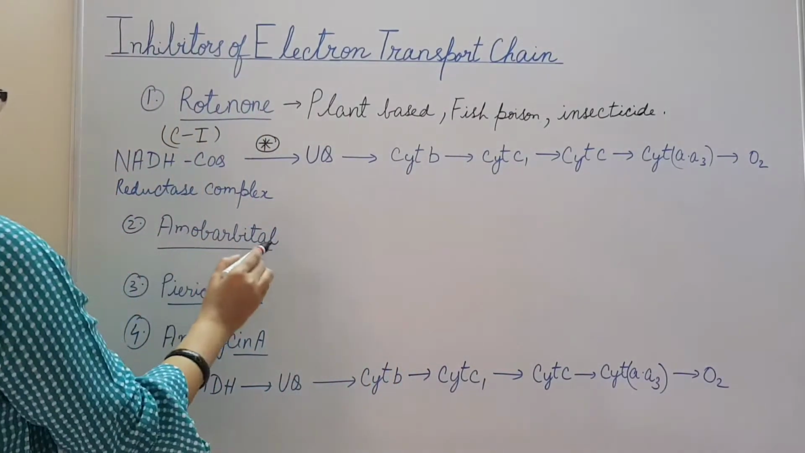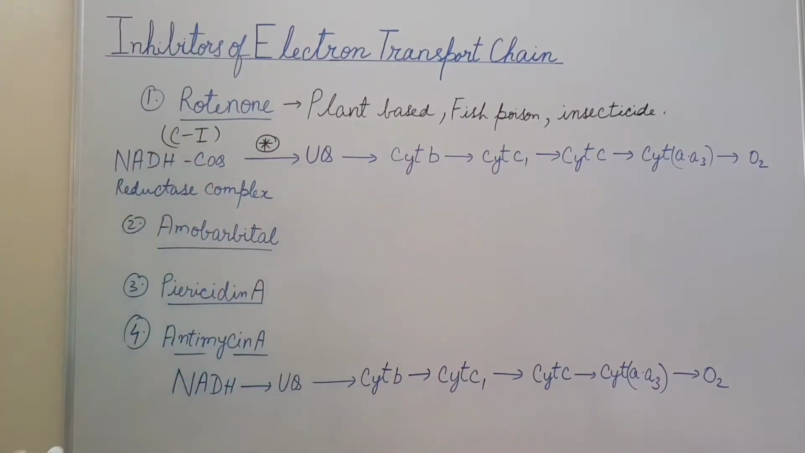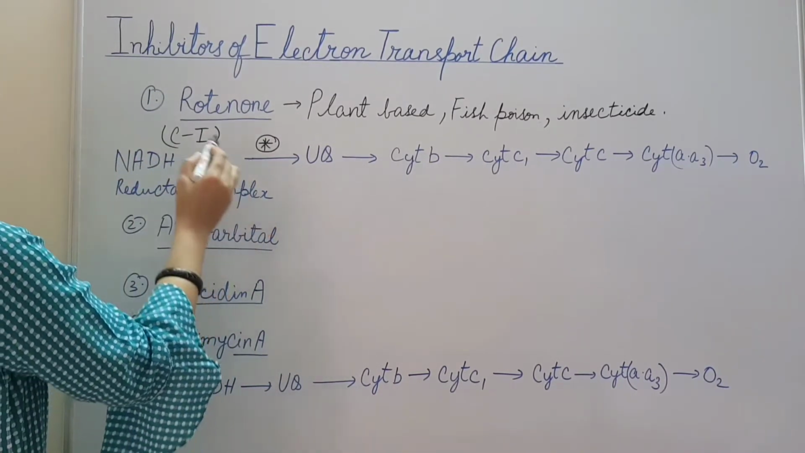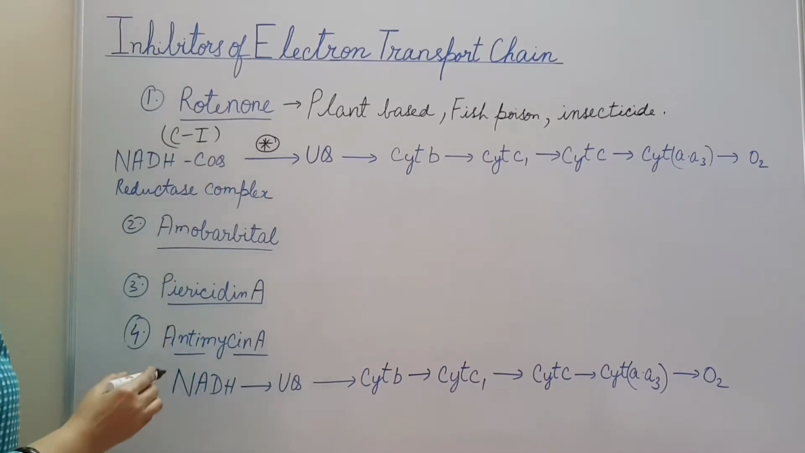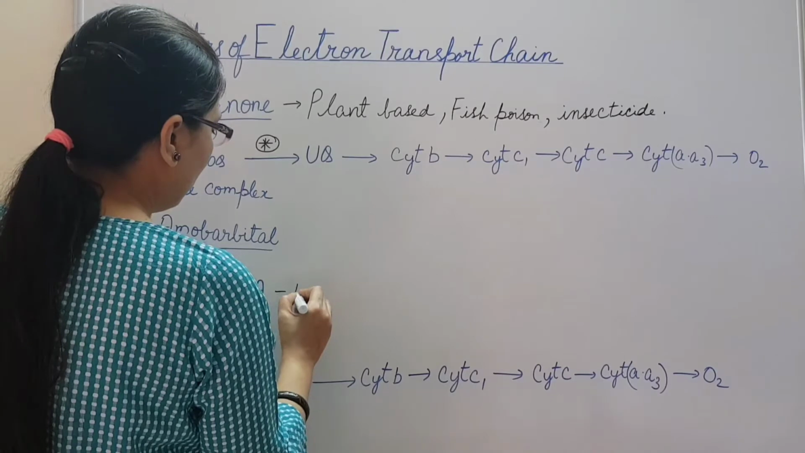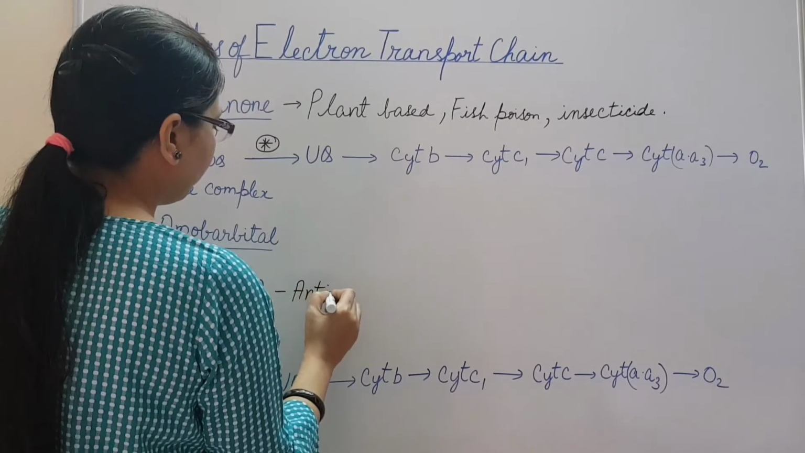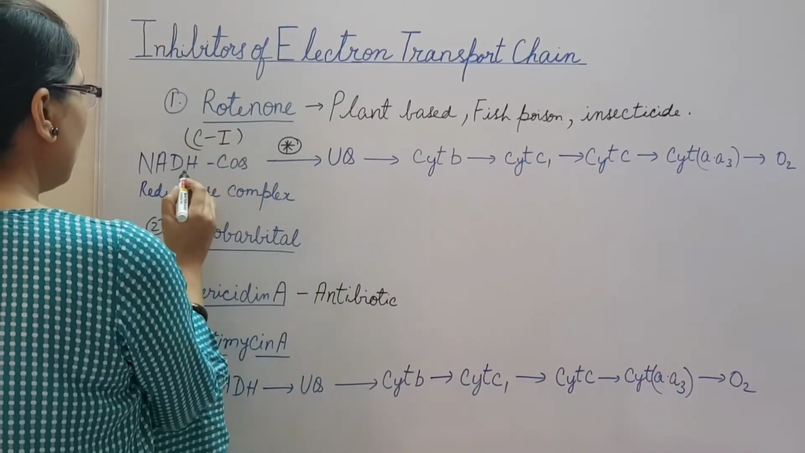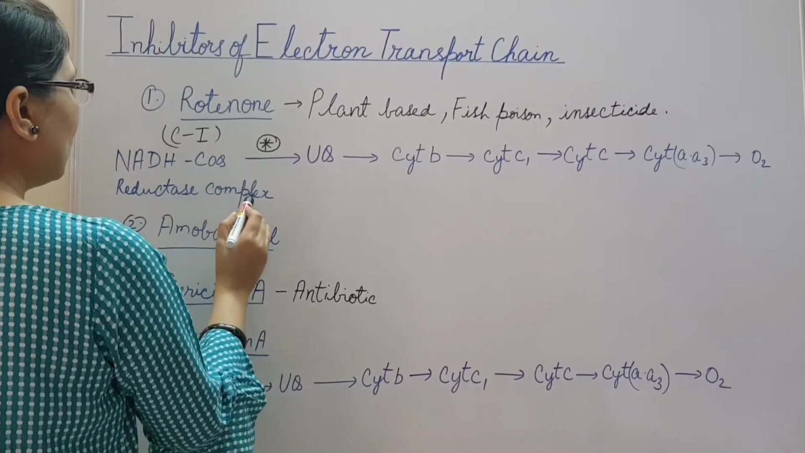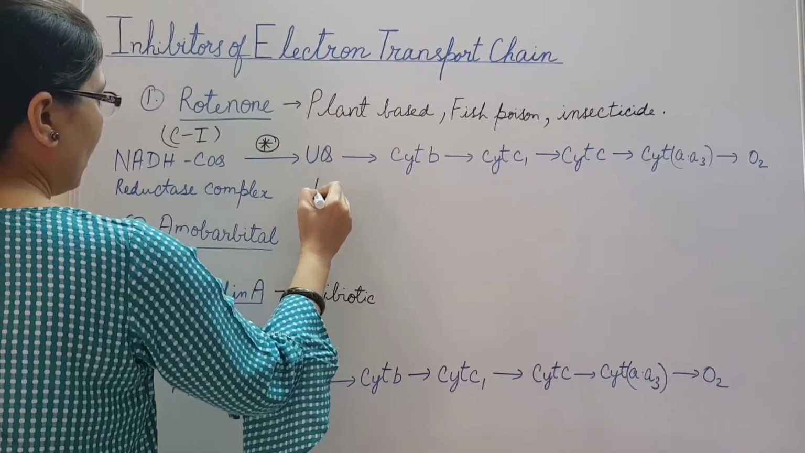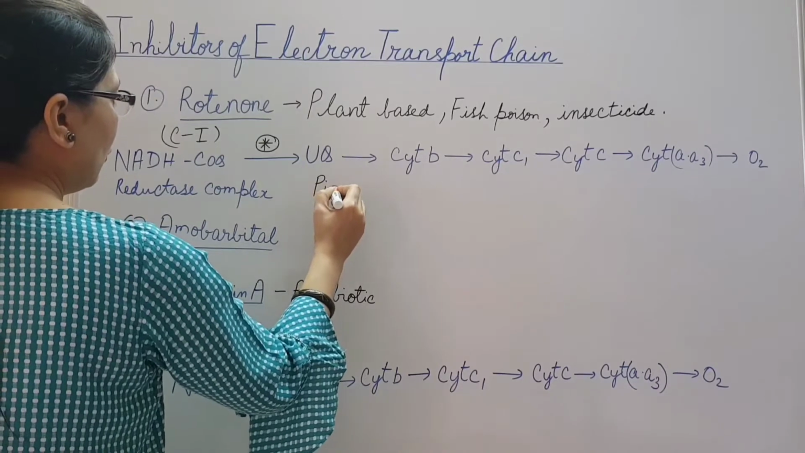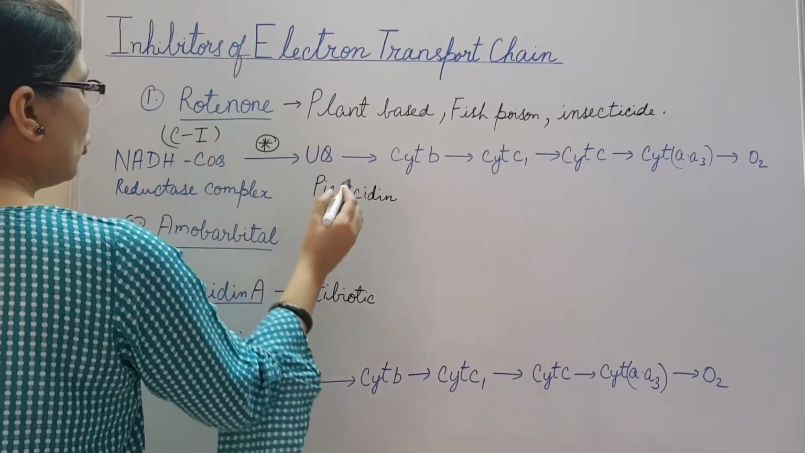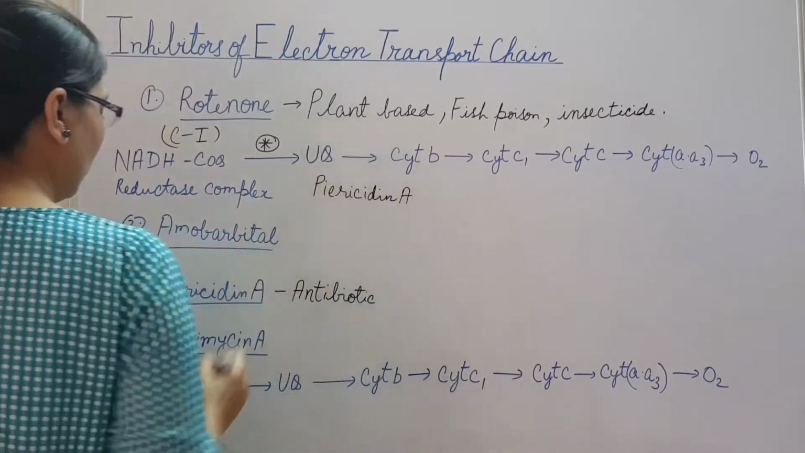Second is amobarbital. This also prevents the passage of electrons from NADH coenzyme Q reductase complex, that is at the level of complex 1. Pyridine A. It is an antibiotic. It prevents the passage of electrons from NADH coenzyme Q reductase complex to ubiquinone. This competes with ubiquinone. Now, the electrons are passed from complex 1 to pyridine A instead of ubiquinone.